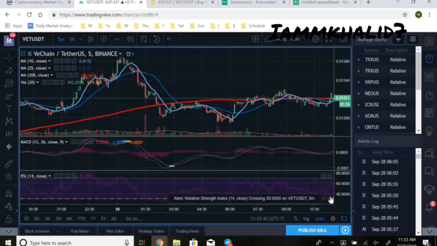Unfortunately for you guys, if you don't have a paid TradingView account, you cannot set multiple alerts, but you can set one alert, so you can go ahead and set that alert.